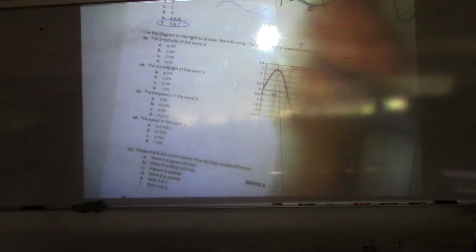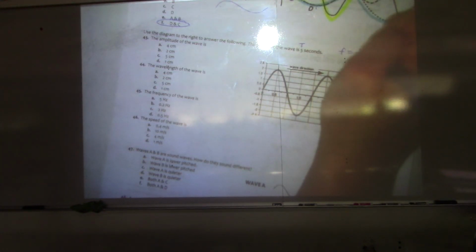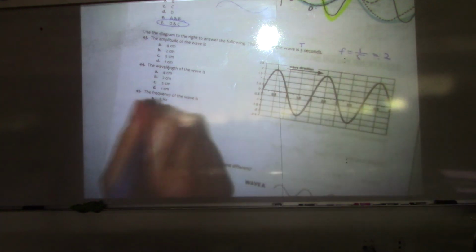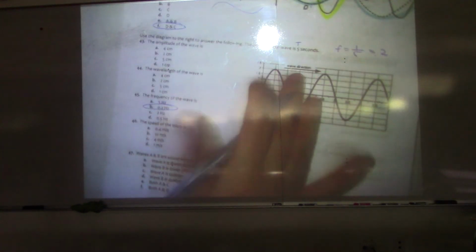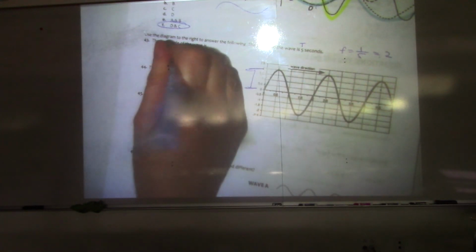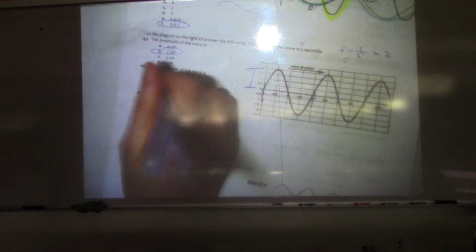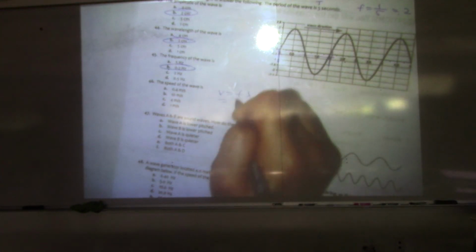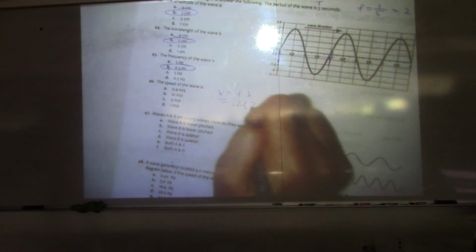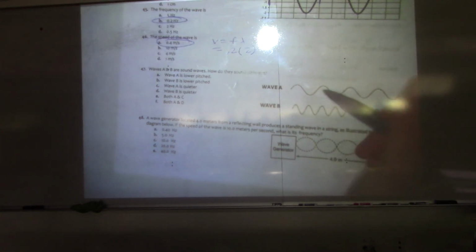Period is 5 seconds, so frequency is 1 over 5, which is 0.2. Got ahead of myself there, but amplitude is equilibrium up, so that would be 2 centimeters. Wavelength is the length of the wave, so from 0 to 2. Speed is V equals F wavelength. We already have the frequency is 0.2 and the wavelength is 2, so speed is 0.4.